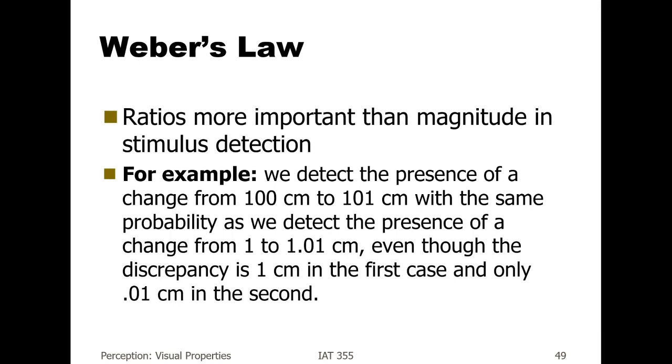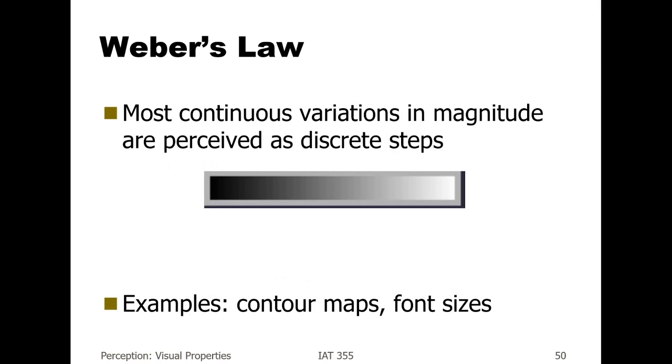So, for example, we detect the presence of a change from 100 centimeters to 101 centimeters with the same probability that we detect the presence of a change from 1 to 1.01 centimeters, even though the discrepancy is 1 centimeter in the 100 centimeter case and 0.01 centimeter in the second case. It turns out that our ability to visually detect length is actually really good. So this is a very good ratio, 1% or 0.01. But for others, our delta is somewhat larger.